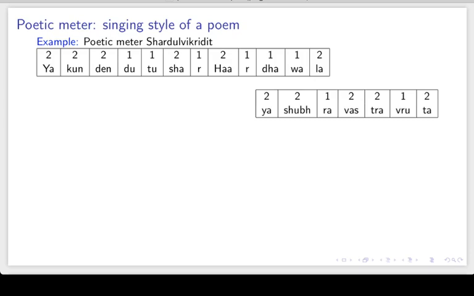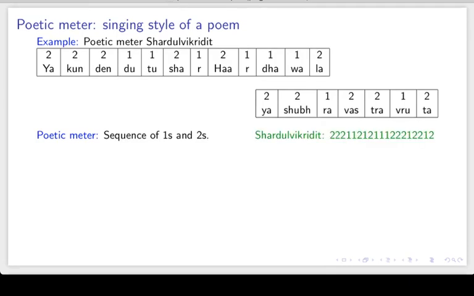Therefore prosodists who study such things are interested in designing interesting poetic meters. So what is a poetic meter? For our purposes, it's just going to be a sequence of ones and twos. Shardul Vikridita is this sequence, the sequence of numbers written on the top, which I have reproduced over here.